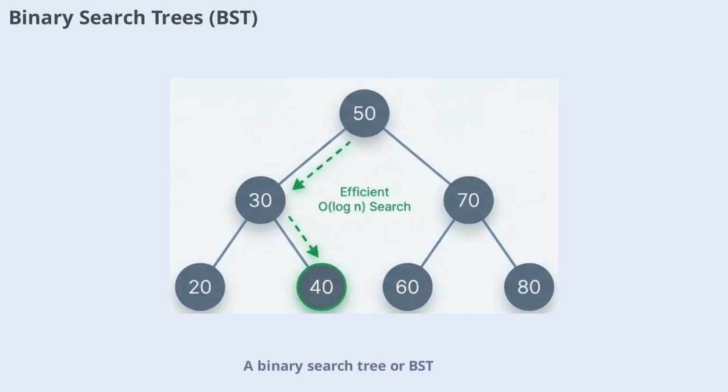Binary search tree, or BST, is a node-based structure that enforces a strict ordering property. For any node, all keys in its left subtree are smaller, and all keys in its right subtree are larger. This property enables efficient searching, insertion, and deletion, typically O(log n) in the average case. In-order traversal of a BST visits all nodes in sorted order, making it ideal for applications that require ordered data and efficient updates.